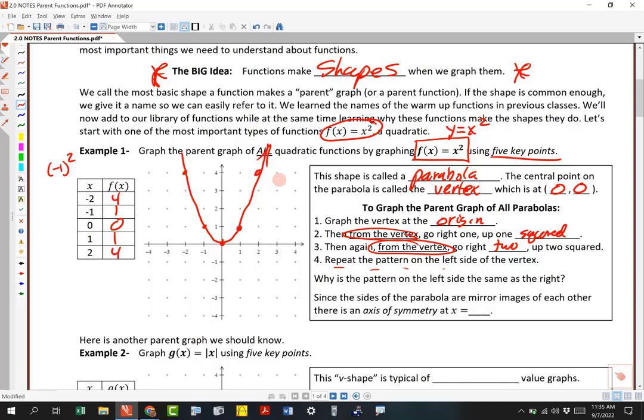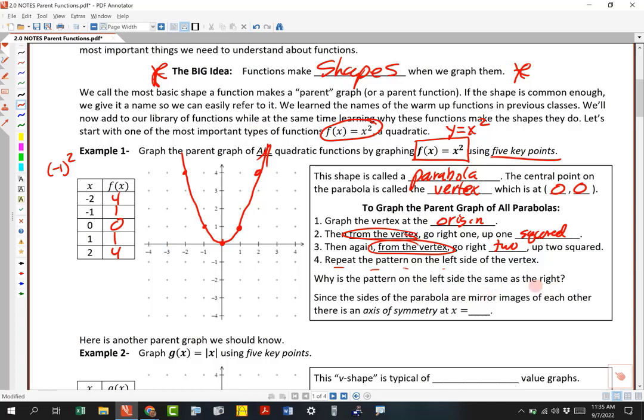Okay, real quick. What if I went from the vertex? What if I went right 3? How far would I go up? I'd go up 9 because that would be 3 squared. What if from the vertex I went left 3? I'd go up 9. Okay?